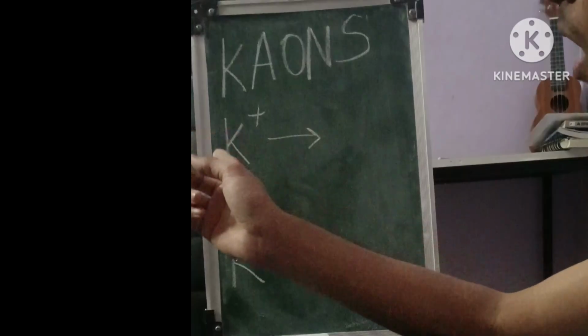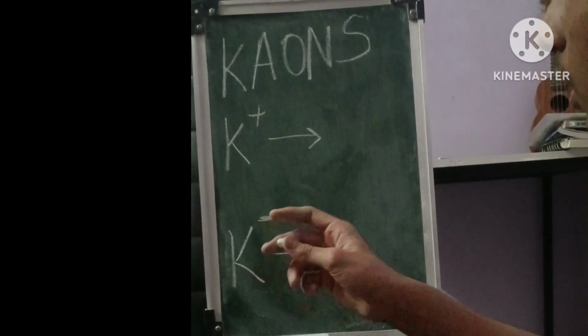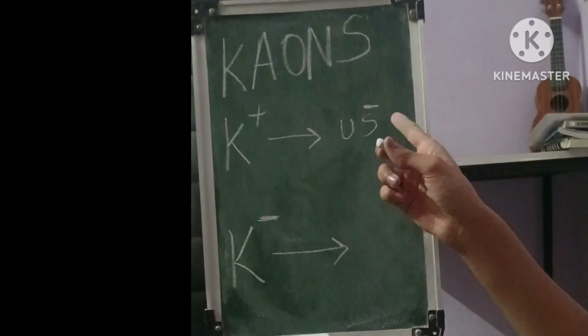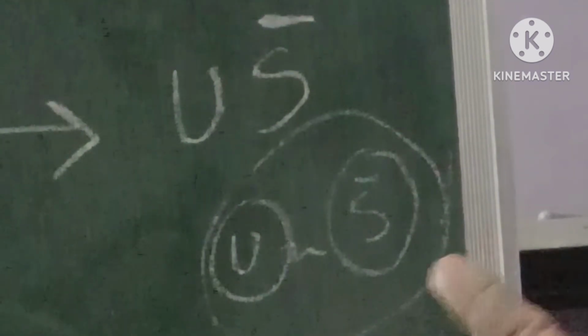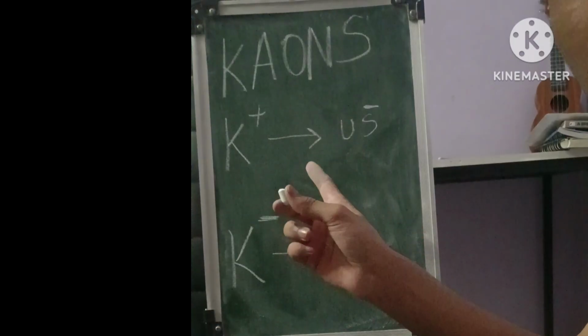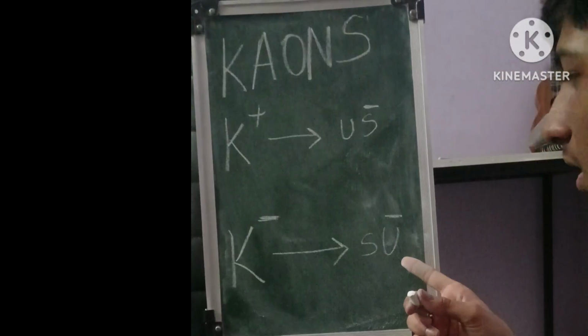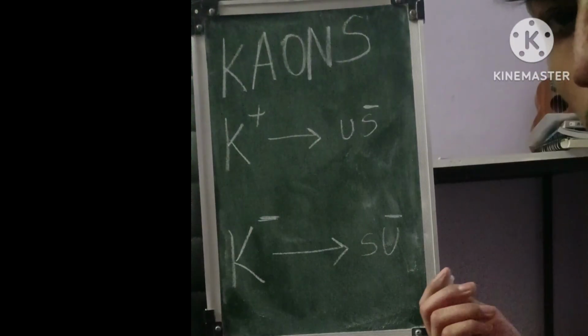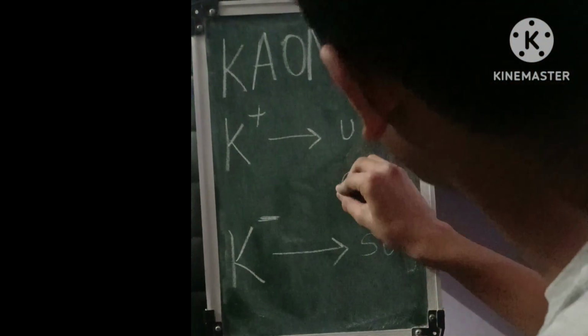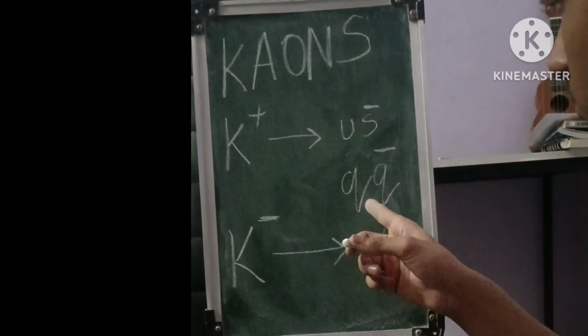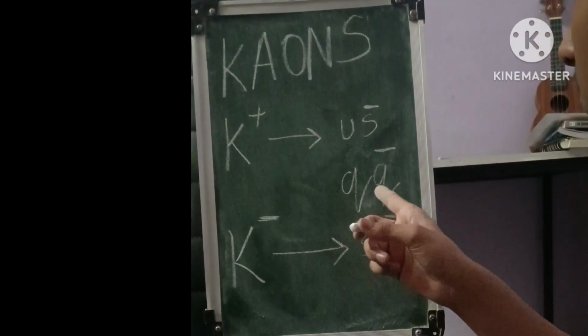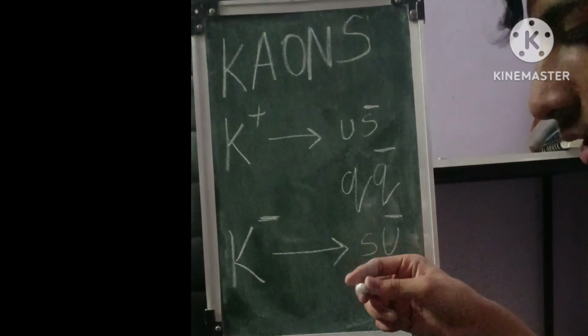First, let's see kaons. K plus has the quark combination up quark, anti-strange quark. So its structure will be kind of like this. Take the complete opposite of this: strange quark and anti-up quark. A general form to write mesons is that we should write them like this: first one should be the quark and second one should be the anti-quark.